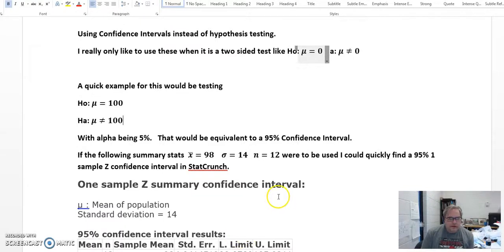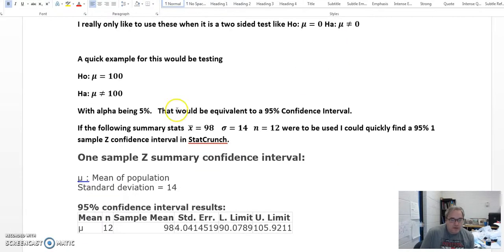Okay, so I'm going to do a quick video here on using confidence intervals as a form of hypothesis testing. I'm not big into using this method. It's okay if it's a two-tailed test like this one, or a two-sided test where your alternative is not equal to. Then to me it's valid. You can see it makes sense. Your book is going to have you do some one-sided tests where this is less than or greater than. I'm not as enamored with that, but I'll show you how to do it.